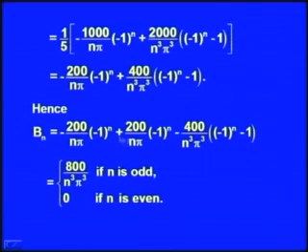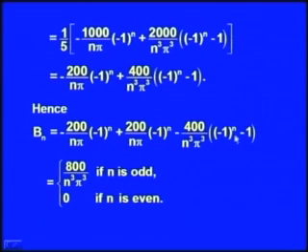Now, if you take n to be an odd positive integer, then minus 1 to the power n minus 1 will become minus 2. So, after simplification minus 1 to the power n will become minus 1. This will give us 800 over n cube pi cube, because when n is an odd integer, this term and this term will cancel out and this will give us minus 2 into minus 1 plus 2. So, we have 800 over n cube pi cube.